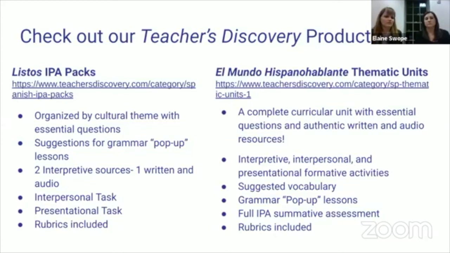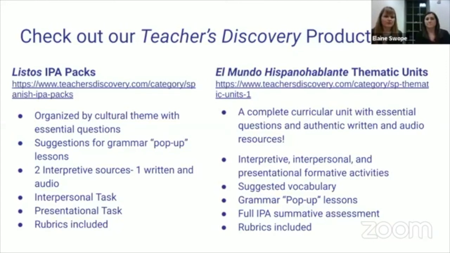We give you some suggestions on how to do that, but it's not a full formal grammar lesson. And the rubrics that are included are based on the ACTFL, but they are broken down for novice, intermediate, advanced. So I'd like to think they're a little bit more user-friendly. They're not as wordy. So hopefully that's helpful for both you and the students.